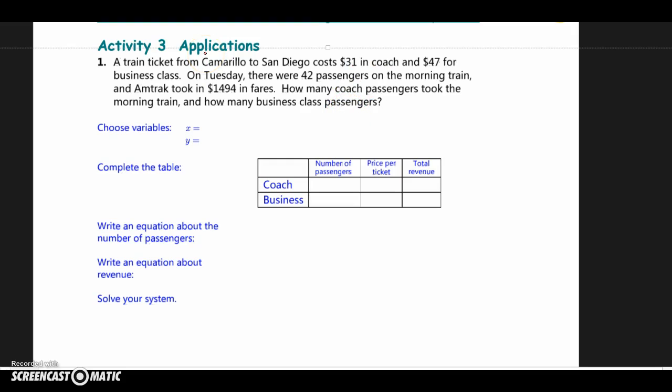Okay, so let's recap our thoughts. There's coach tickets and business class tickets. We know that the total passengers were 42, and we are trying to find out how many of those 42. I know there's some dollar amounts that we're going to deal with, but one thing that stands out is that there were 42 passengers total, and we're interested in how many coach passengers and how many business class passengers there were. So these would give me the total passengers. Keep that in mind.